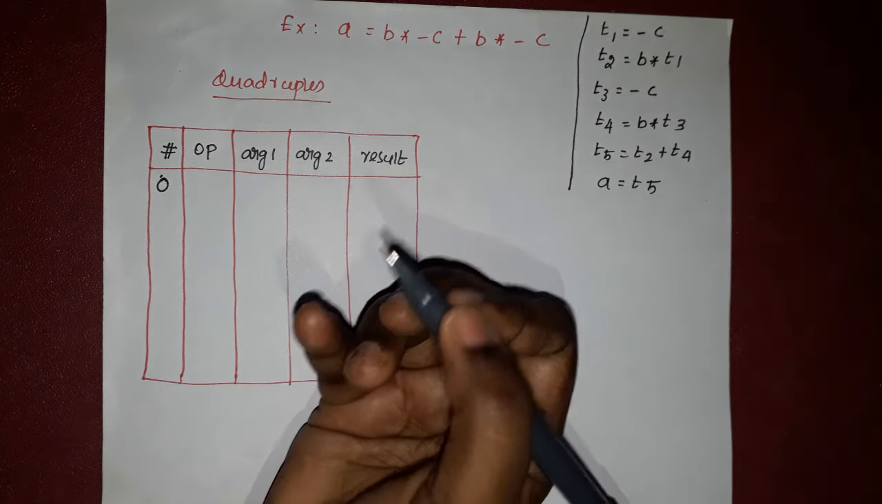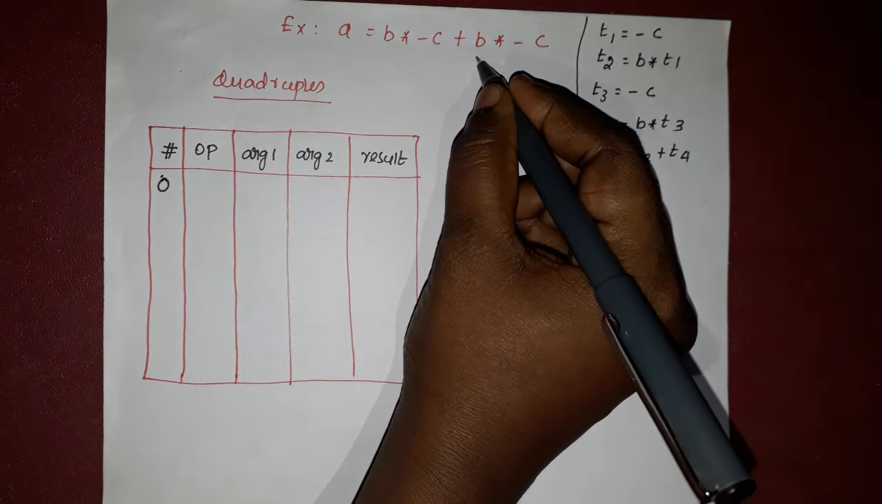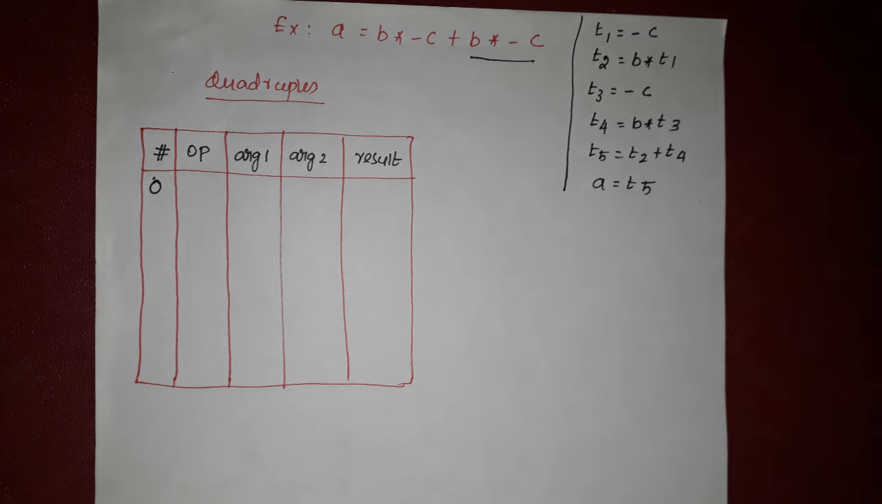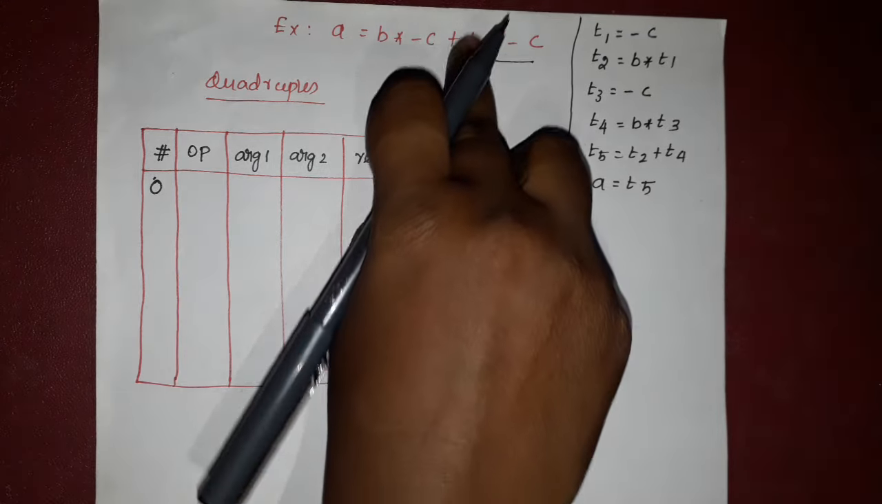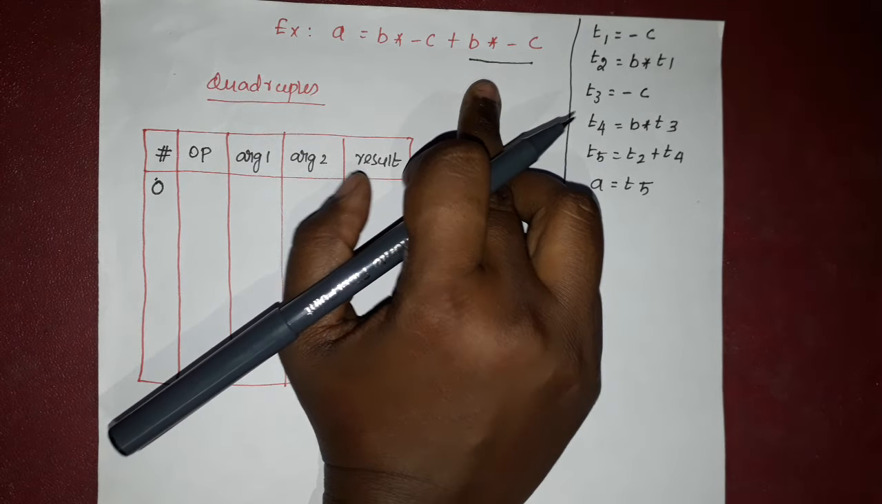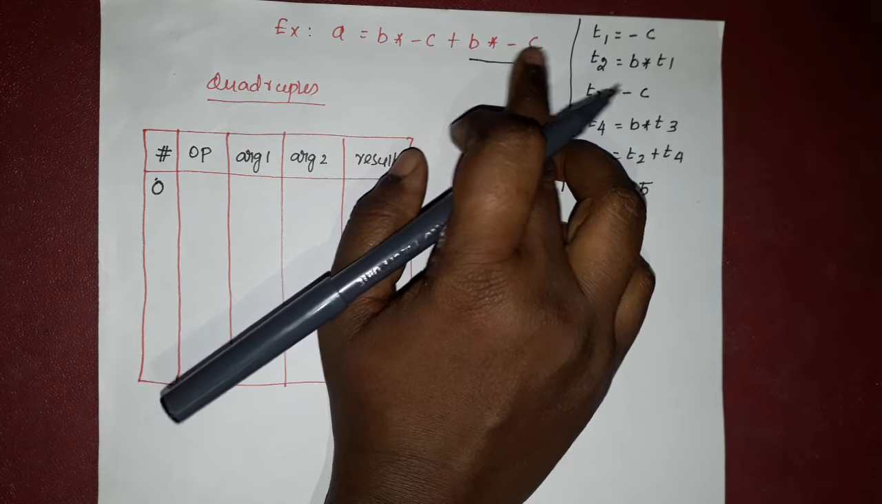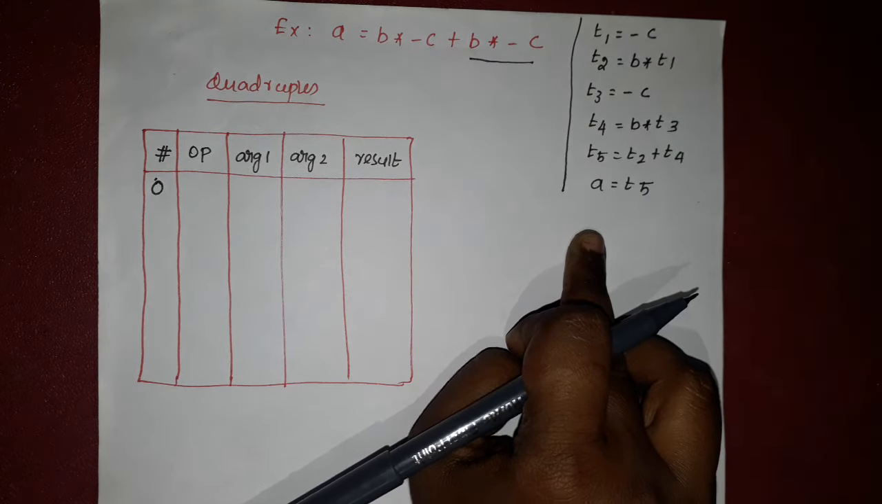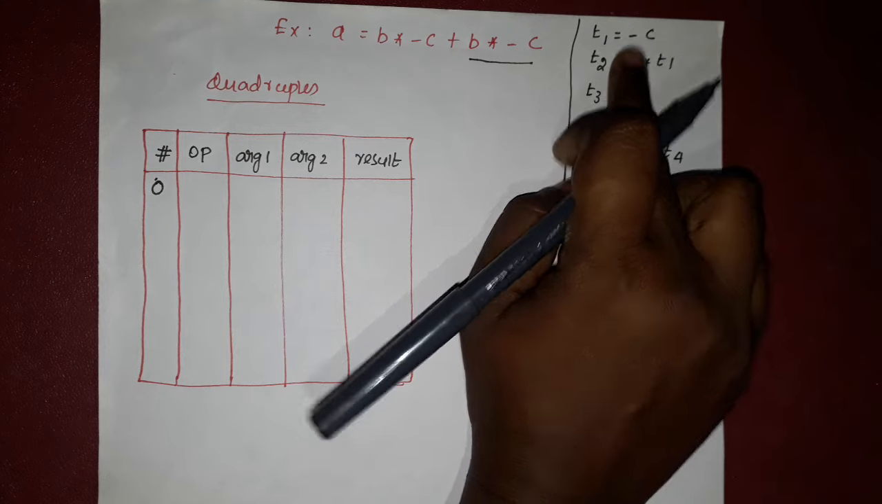Hash value is 0. So first we evaluate the right hand side expression, because we always evaluate any expression from the right hand side. So I am going to evaluate first the right hand side expression B star minus C. First of all take the minus C expression only. We have always considered this 3 address code. So we will see this 3 address code.